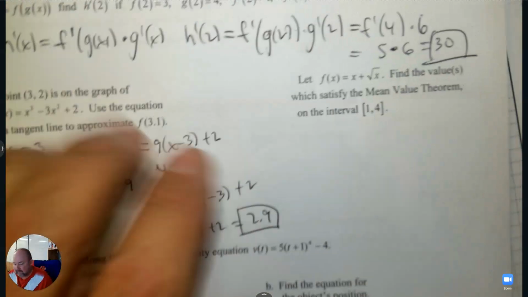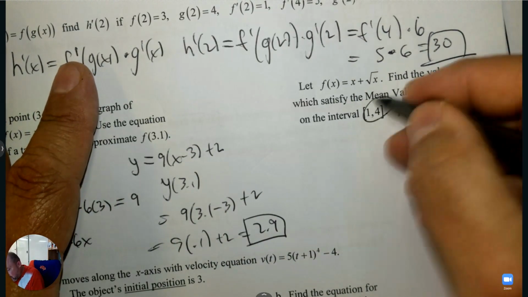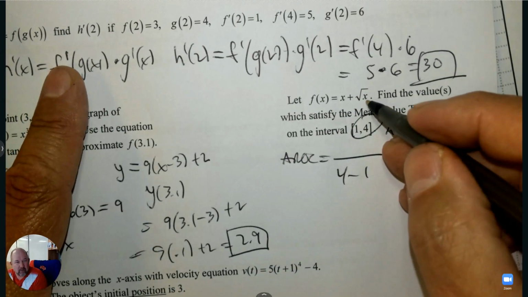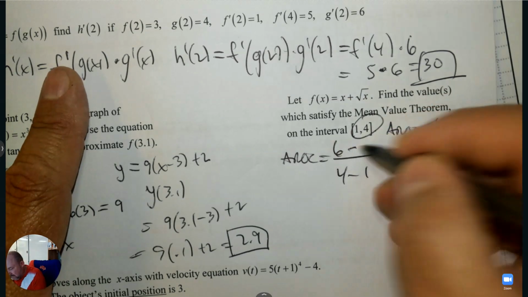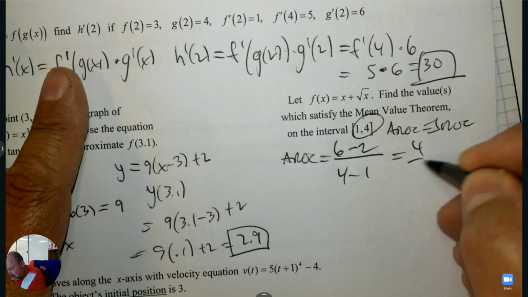Mean value theorem. So again, average rate of change equals instantaneous rate of change. So from 1 to 4, the average rate of change is over 4 take away 1. Plug in 4. Square root of 4 is 2, plus 4 is 6, minus plug in 1. Square root of 1 is 1, plus 1 is 2. So that gives me 4 over 3.